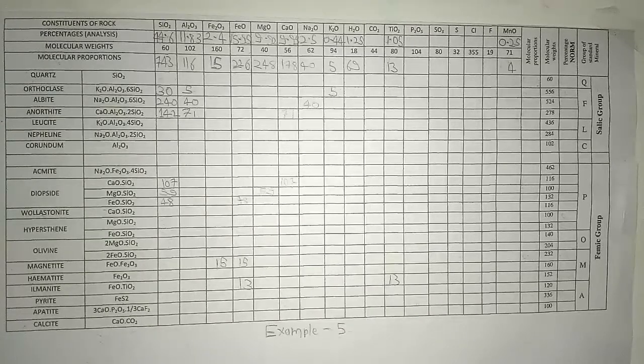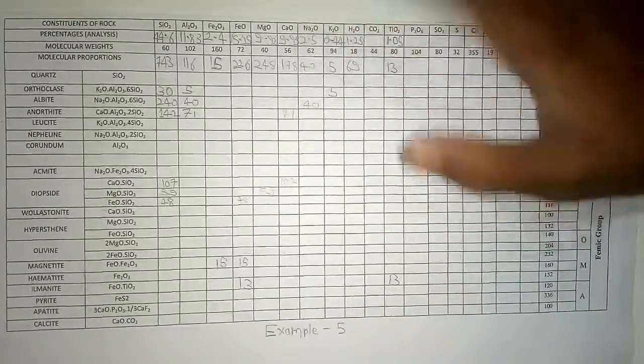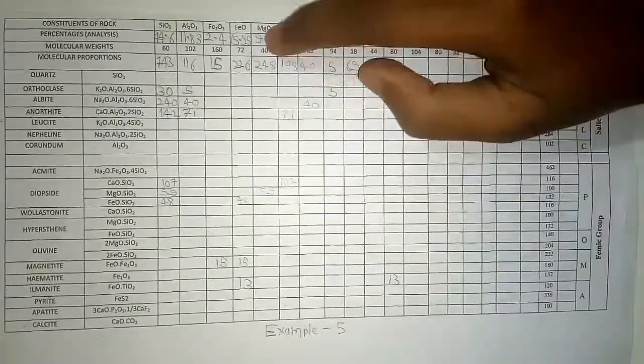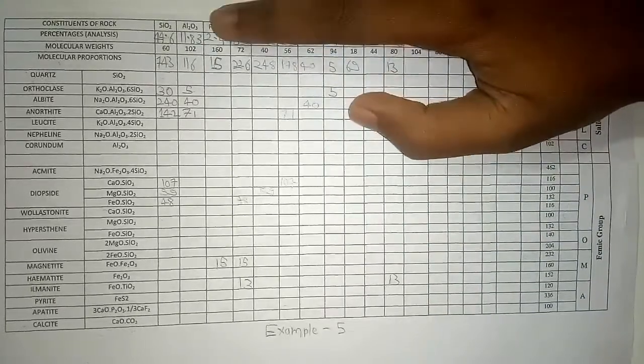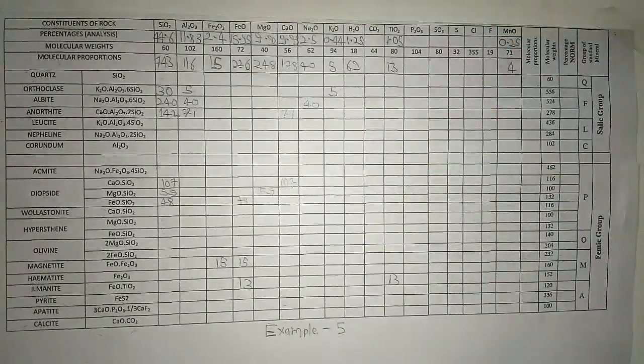Then the next one is hypersthene. Whatever remains: MnO, TiO2, H2O we don't use, K2O is fully used, Na2O, CaO is fully used. Only MgO and FeO are left. Fe2O3 is used, Al2O3 is used. So how much MgO is left? We will calculate it.